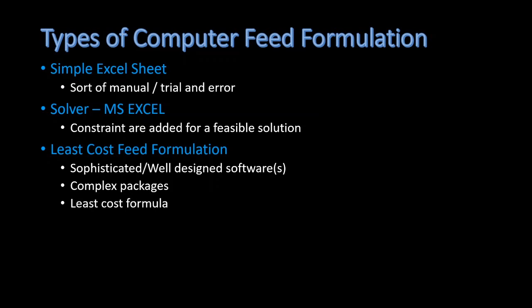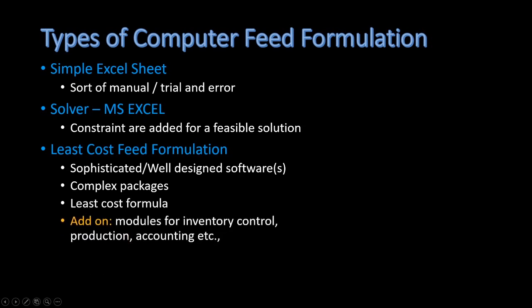It means they're doing thousands of calculations, choosing different combinations. They give us the output in the form of a least cost formula. It means the cheapest formula we have. And the modern softwares have different add-ons, like modules for inventory control, and they are integrated with the production system of the feed mill. They also have integration with the accounting system of the feed mill.